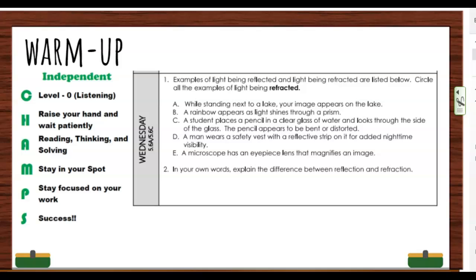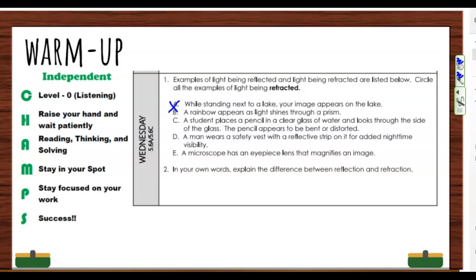Let's take a look at what we did. Thumbs up, it's refracted, and we circle it. While standing next to a lake, your image appears on the lake. Thumbs up, refracted. Thumbs down, reflected. You are correct. You're not going to circle this one.